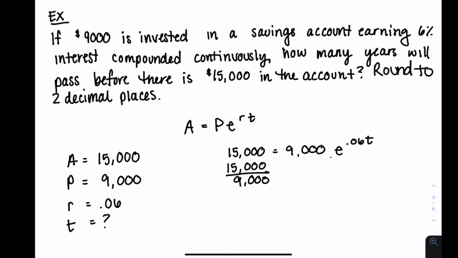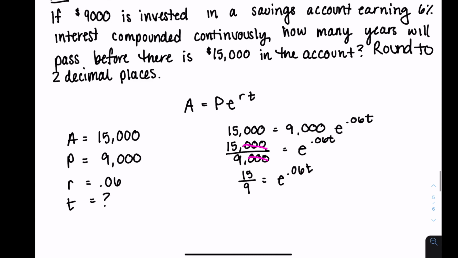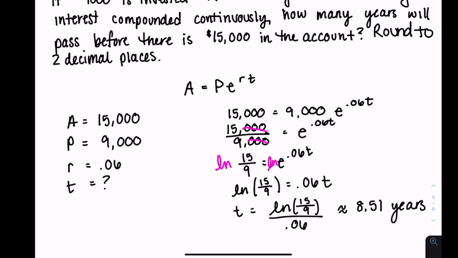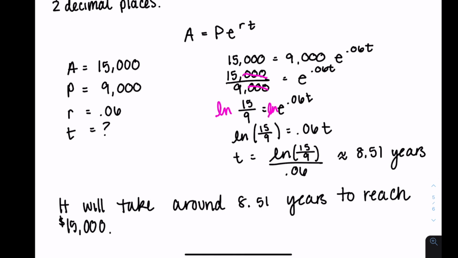So go ahead and divide by 9,000. You get 15,000 over 9,000. It's left with our exponential. And then let's simplify this. Those zeros are just going to cancel each other out. So you get 15 over 9 equals e to the 0.06t. So you can rewrite this because it's got base e. That's the same thing as doing, we can take natural log of both sides, to get natural log of 15 divided by 9 equals 0.06t. Dividing by 0.06 gives us our time. And if you plug that into your calculator, it's about 8.51 years. So ultimately, it'll take about 8.51 years for our amount to reach 15,000.